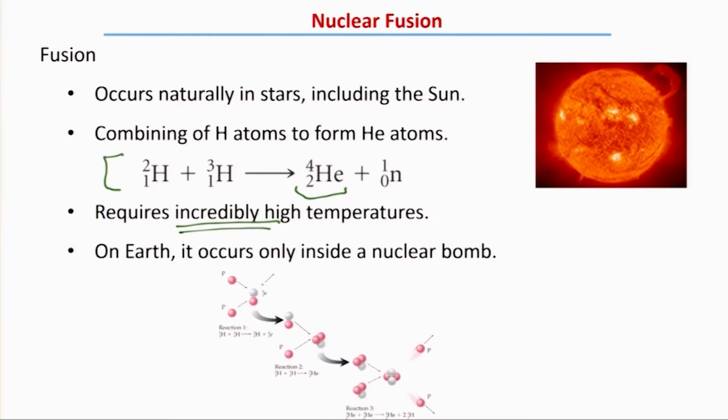So it happens in the sun and the stars. On Earth, we can get it to happen in a nuclear bomb. In a nuclear bomb, you use uranium in a fission reaction, which gets it to a super high temperature. Inside there you have hydrogen, which can then fuse. So the heat from the nuclear bomb sets off this hydrogen fusion.